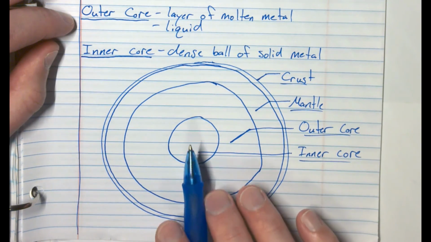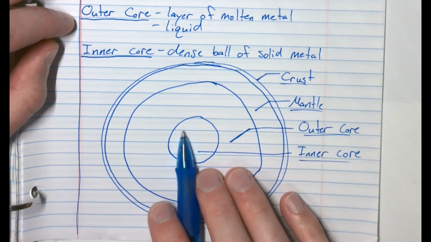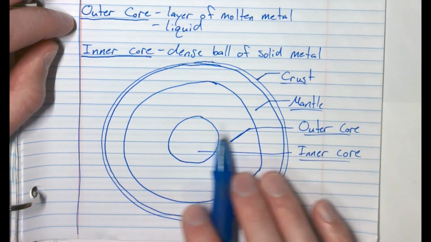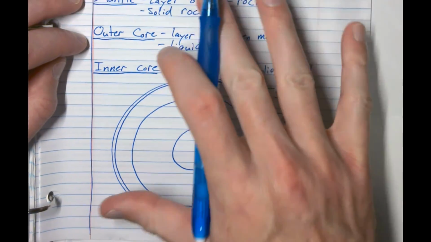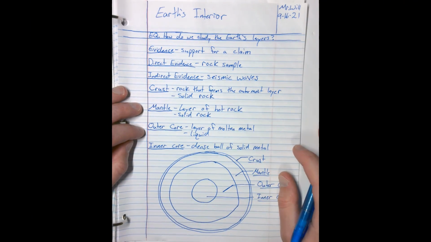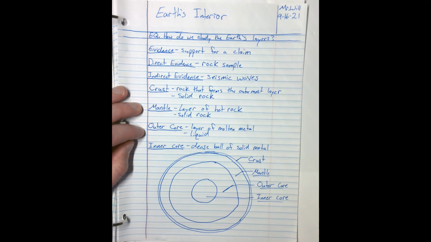I think we should definitely color the different layers, different things to make them kind of pop out more. But otherwise, this is kind of a real good start of the interior of the Earth. We're going to get into more of what that means and how that helps us.